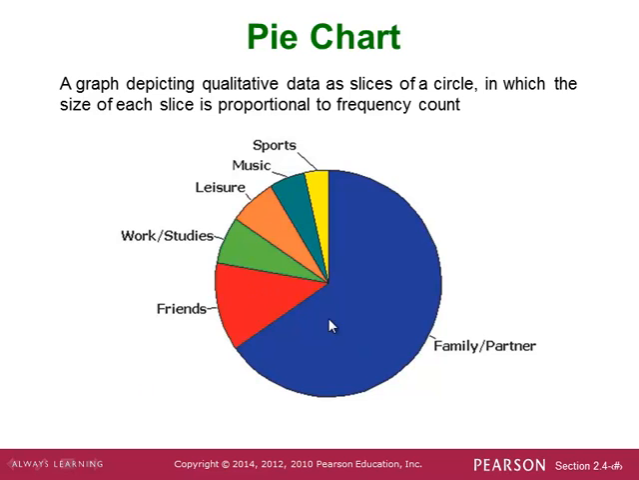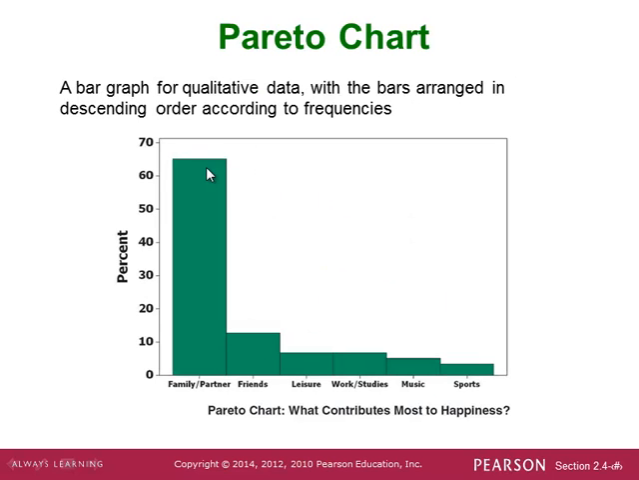Pie chart goes hand in hand with the bar chart or Pareto chart. You probably have seen these before in a previous class. Let me just remind you that the angle for each sector corresponds to the relative frequency. Look at here. For example, for family/partner, that looks to be about 65%.